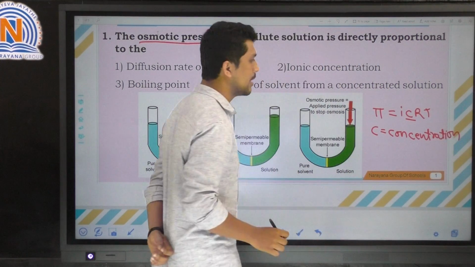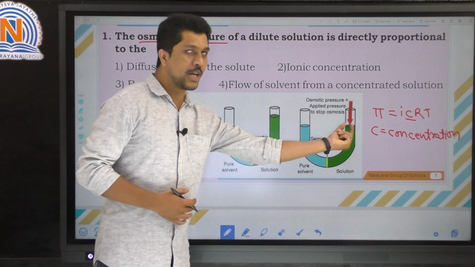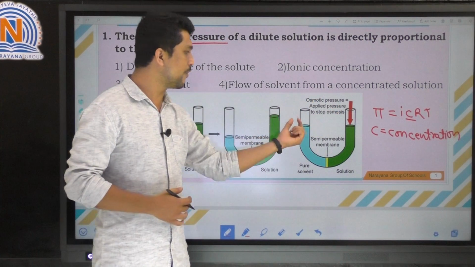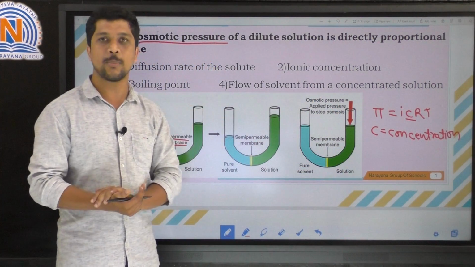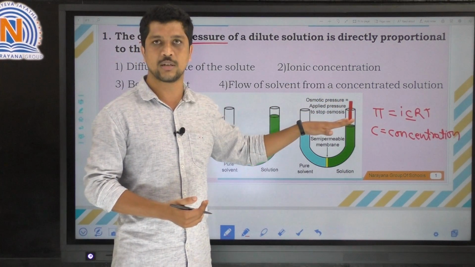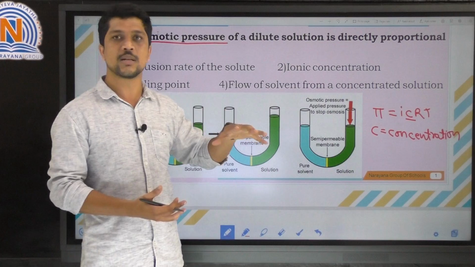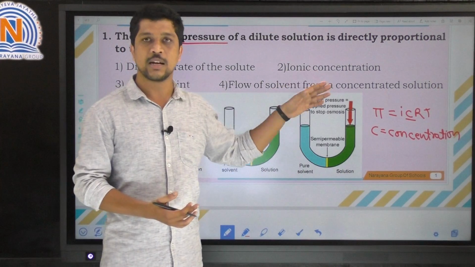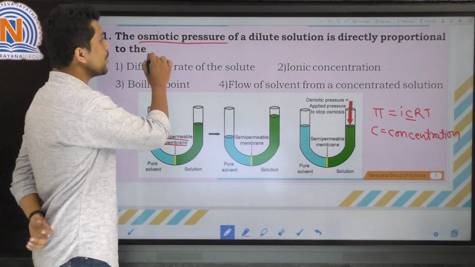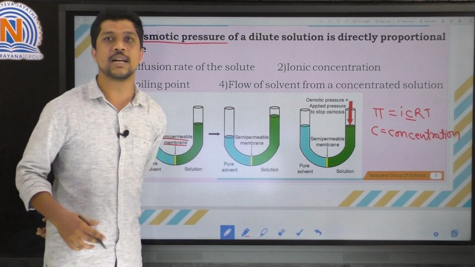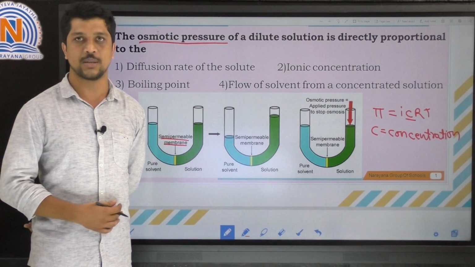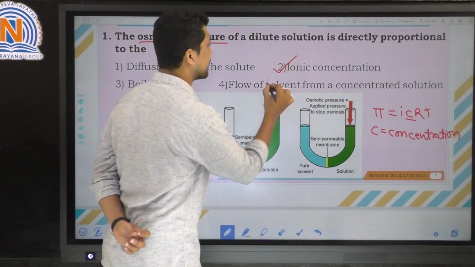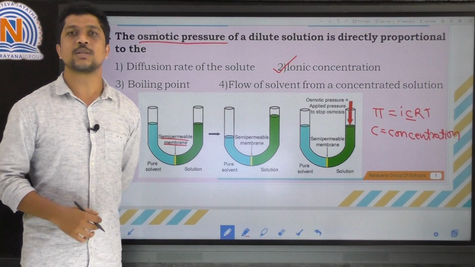If you observe carefully, if you apply the osmotic pressure, the osmosis process will stop. That means the solvent won't move to the solution. Then the ionic concentration will remain constant. If you apply more pressure, the ionic concentration will increase. If you apply less pressure, the ionic concentration will decrease. So we can say that the osmotic pressure of a dilute solution is directly proportional to the ionic concentration. So the correct option is the second option. Clear? Let's move on to the next question.